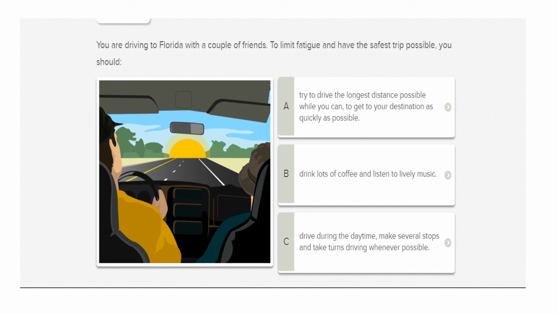You are driving to Florida with a couple of friends. To limit fatigue and have the safest trip possible, you should: option A, try to drive the longest distance possible while you can, to get to your destination as quickly as possible. Option B, drink lots of coffee and listen to lively music. Option C, drive during the daytime, make several stops, and take turns driving whenever possible.